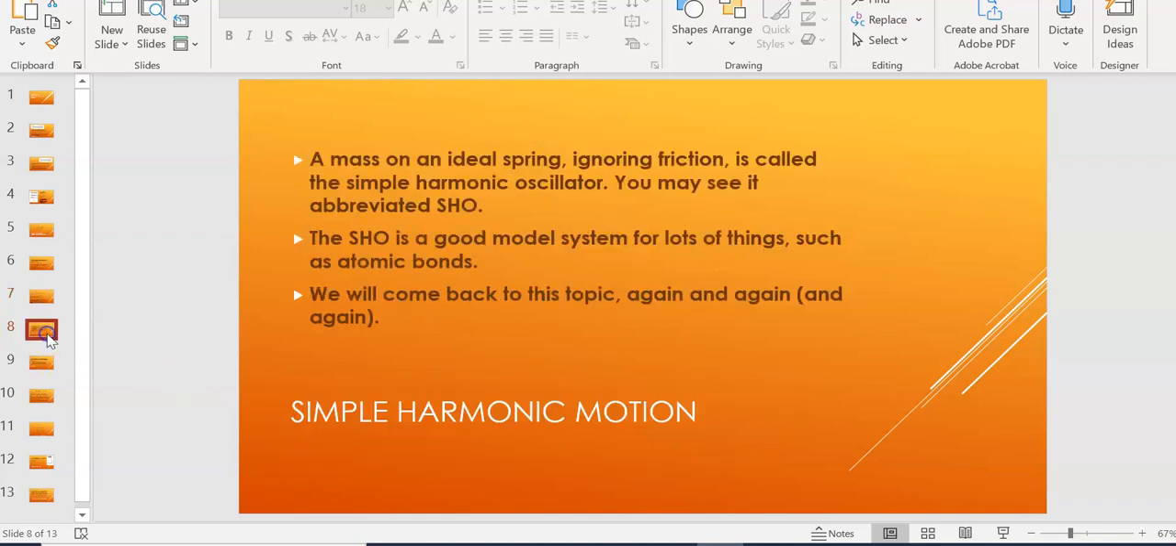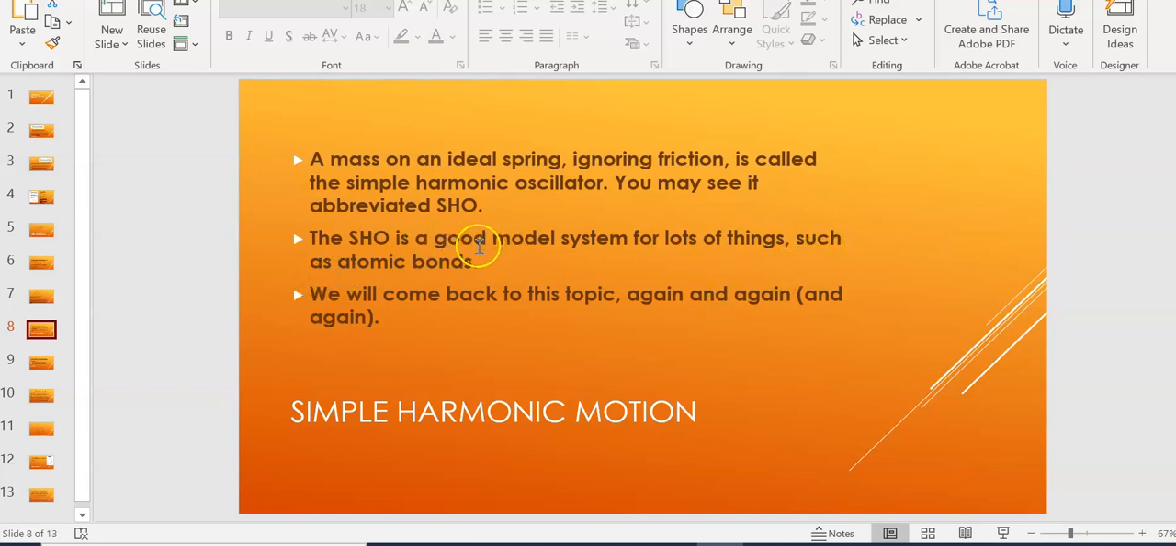So we just introduced the idea of simple harmonic motion. You have a mass on an ideal spring, and we're going to ignore friction, and that's called the simple harmonic oscillator, sometimes abbreviated SHO. This SHO is a good model system for a lot of things. We're going to revisit this in chapter 4 and in a lot of different chapters. That's why we're introducing these concepts early. So if you don't get everything right away, don't panic. We're going to keep coming back to this idea, and by the end of the semester, you'll do simple harmonic motion in your sleep, I promise.